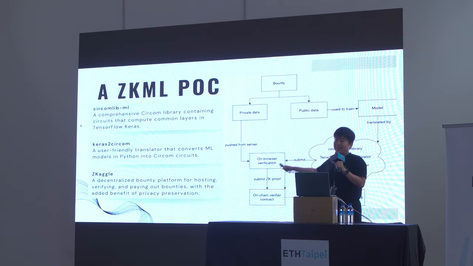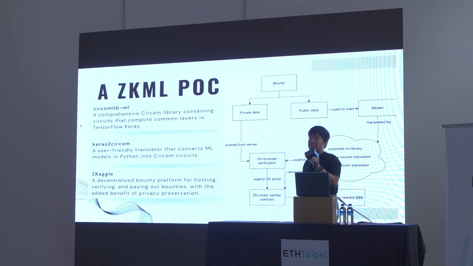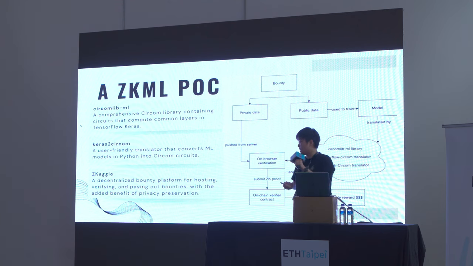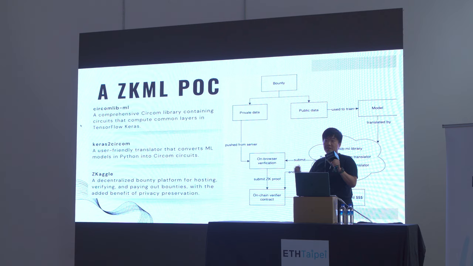So for example, on my zKaggle, the only model that you can trade right now is a model that identifies the MNIST dataset. For people who don't know what the MNIST dataset is, it's basically a dataset of black and white images, 28 by 28, with handwritten digits. So this is the size of the models that we can trade on this platform right now. And that's because of two different things.